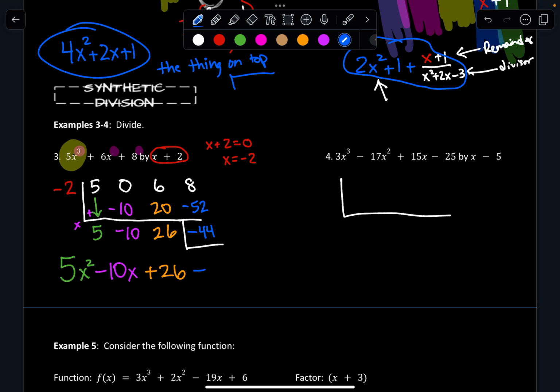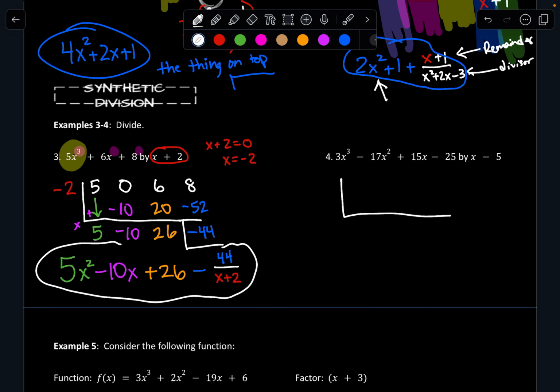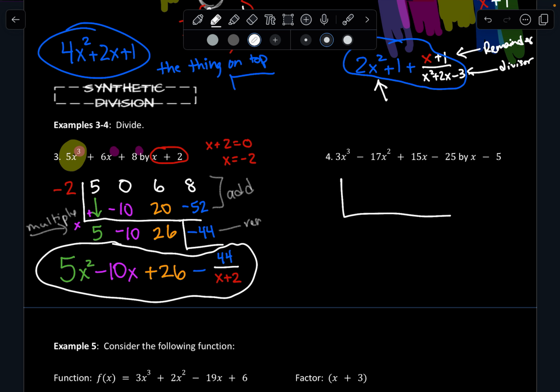So we would go -44 over x plus 2. Because it's still the factor, the thing that we divided by. This is just a funky way to do it, okay? So on the inside, you add. On the outside, you multiply. And then this is your remainder. If you want to try the next one, go ahead, pause the video. You can do that.